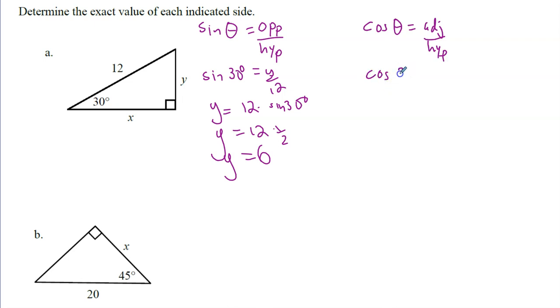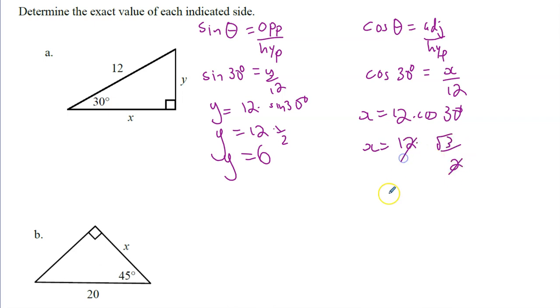The cos of 30 degrees is adjacent, which is x over 12. X is 12 times cos 30 degrees. The cos of 30 degrees is root 3 over 2. So x is 6 root 3. Okay, and again, there's no units. And we know that x has to be bigger than y.